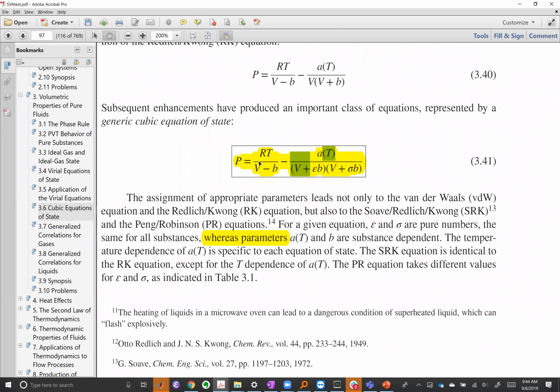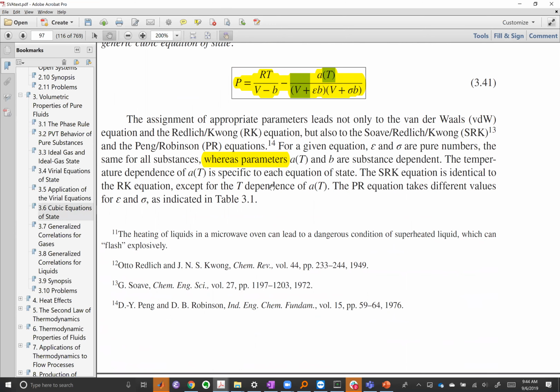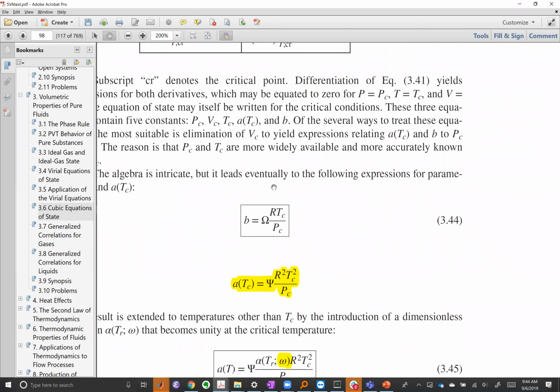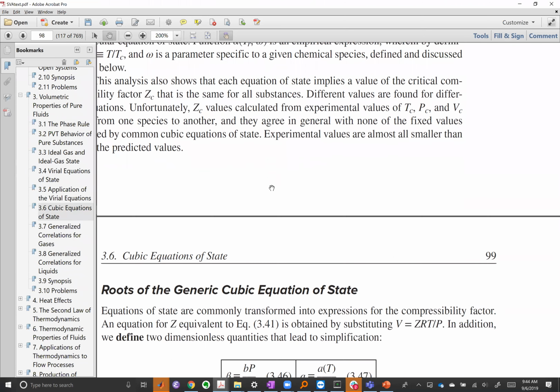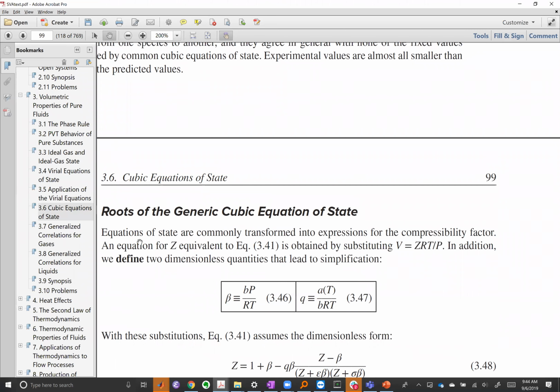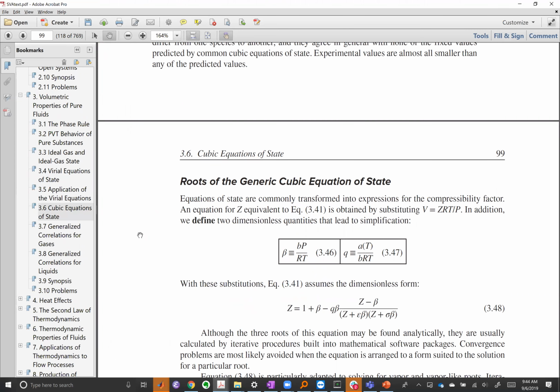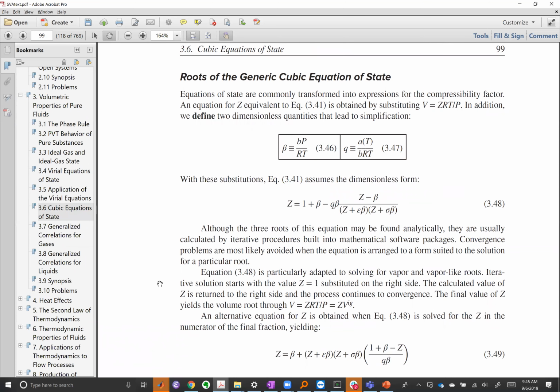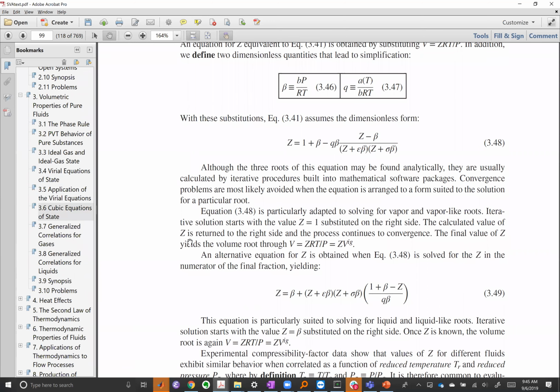All right, so if you've got a temperature and a volume, it's easy to use this to calculate pressure. It's more challenging to calculate the volume if you're given a temperature and a pressure, which is usually the case. A really convenient way for solving is presented on page 99. So this is in section 3.6.